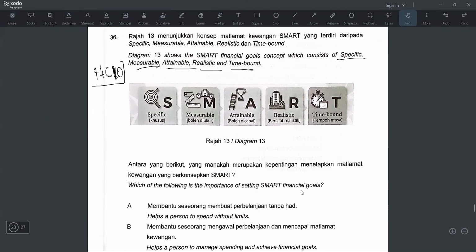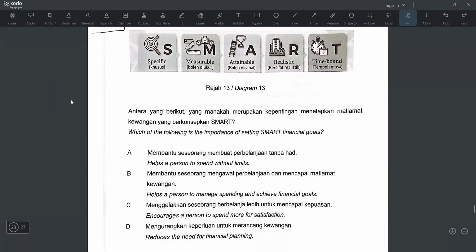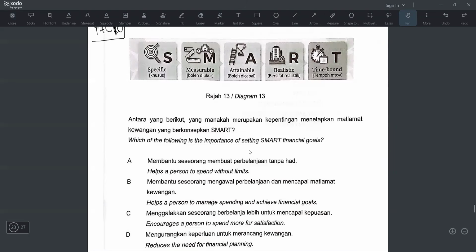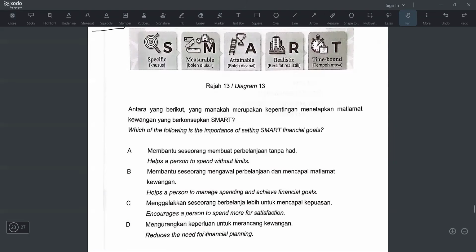All right, in this chapter, you actually learn the steps to manage the finance. And if I'm not mistaken, there are 6 steps. Okay, it's been a while since I did this chapter, so I forgot already. I think got 6 steps, yeah. And the first step is setting goals. Yeah, setting goals. And under setting goals, you learn about the SMART approach. Yeah. Okay, so which of the following is the importance of setting SMART financial goals? So I think I'll just read A, B, C, D and see which one makes sense.